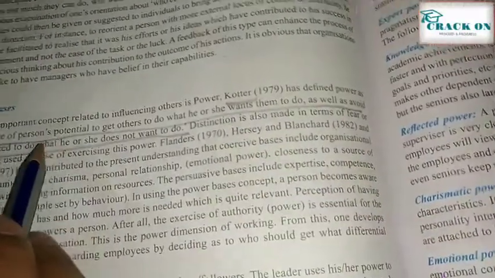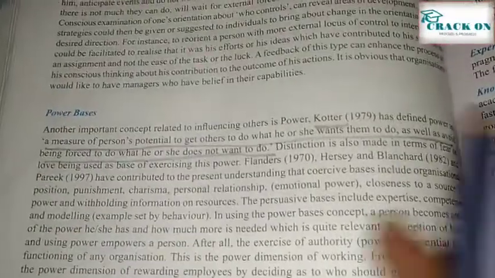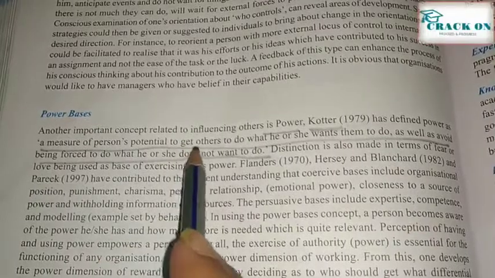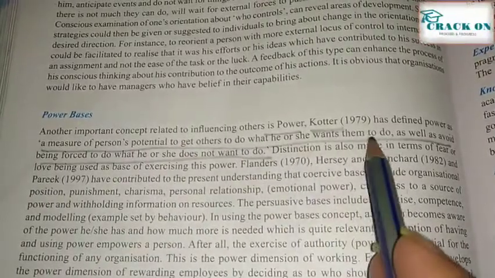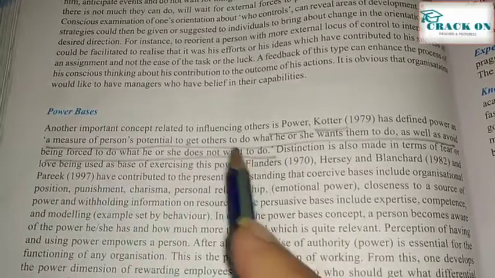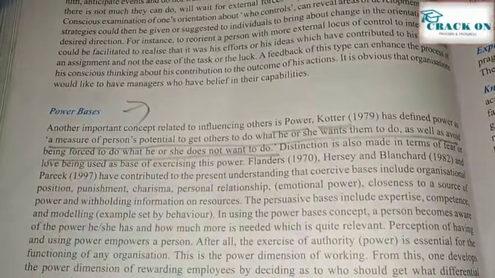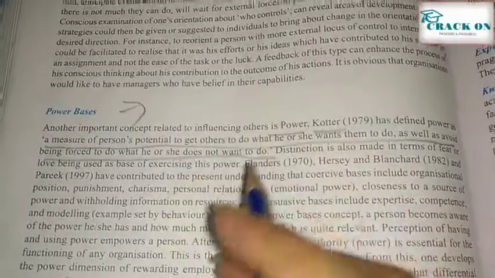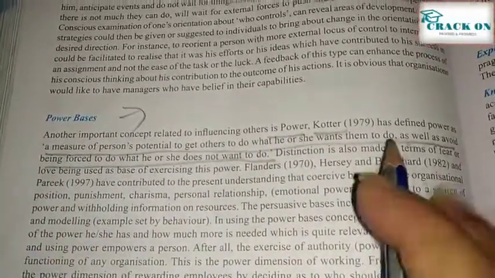Another important concept related to influencing others is power. Power is the potential to get others to do what she wants them to do, as well as to avoid being forced to do what she doesn't want to do. Power means whatever you want to do, you are doing; whatever you don't want to do, you are not doing. So that is power, the influence given by the quota.